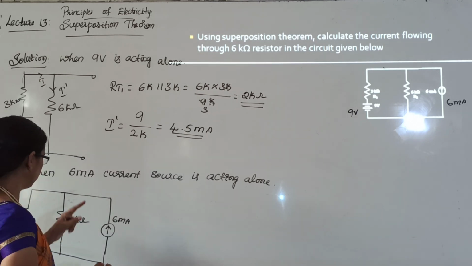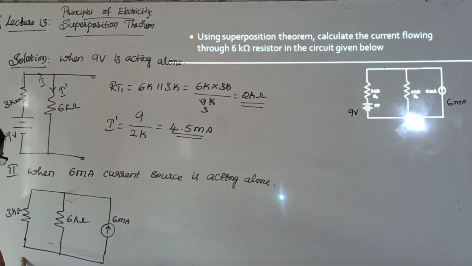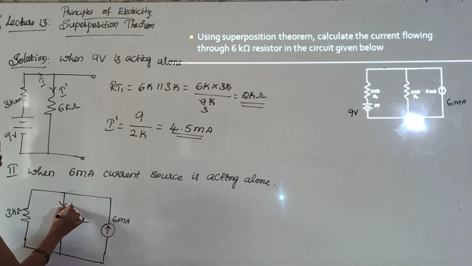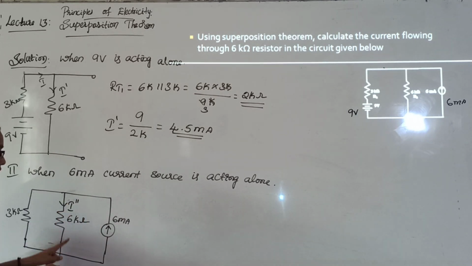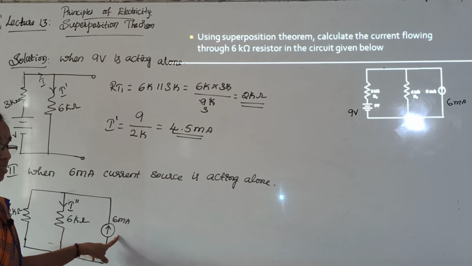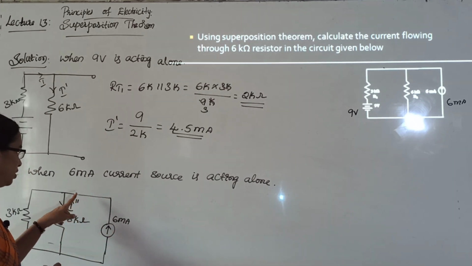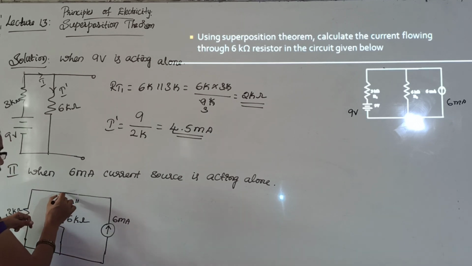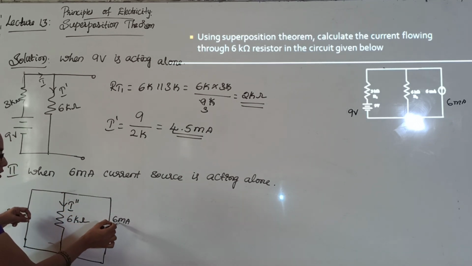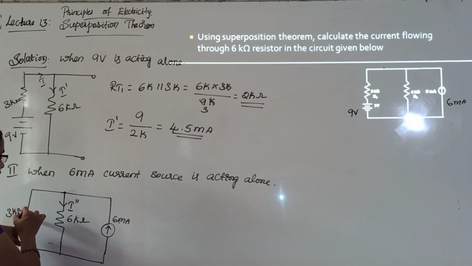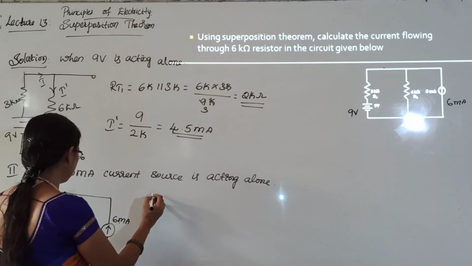Now these two are in parallel, so directly I can find out, I will call this as I double dash. Directly I can find the current, it is already given because it is a current source, 6 milliamperes current is coming from this end. Here the main current will be 6 milliampere, it will come and divide here. So the current divider rule you can directly apply.